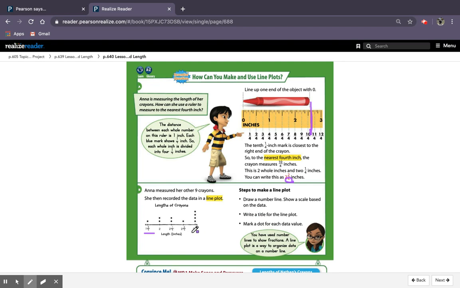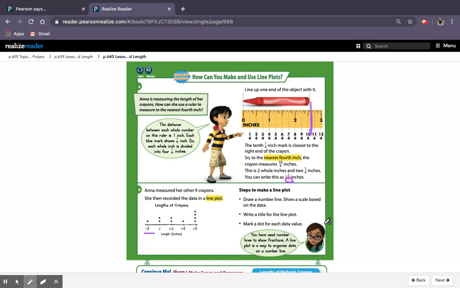It says write a title for the line plot. So, length of crayons, because that's the data that they're measuring. Just like if you have a graph, you'd be using a title for this and mark a dot for each data value. So for each crayon, basically this represents one crayon, this represents another, and another, and then the rest of the dots. They all represent individual crayons.